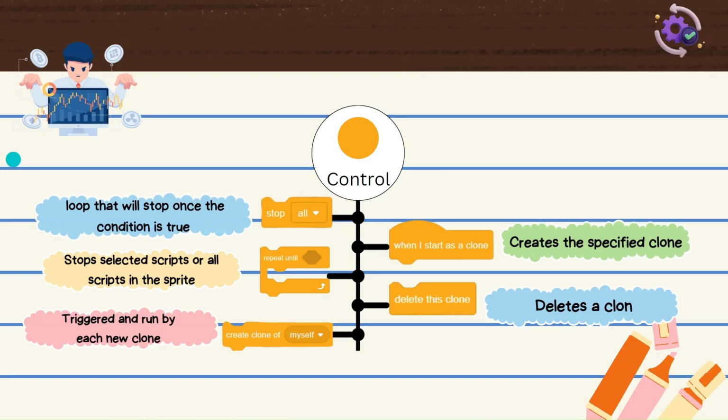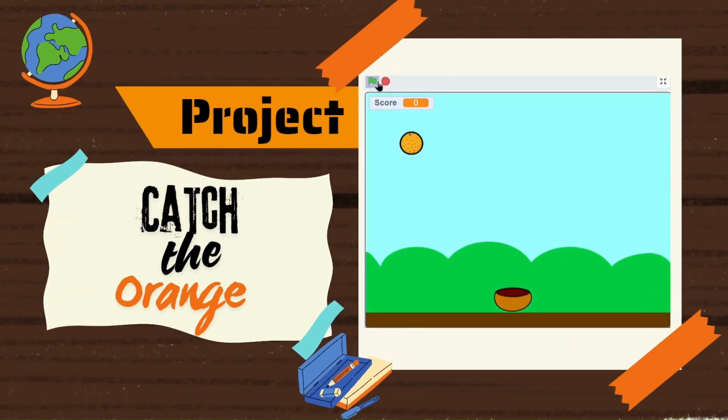Now we are almost done with these blocks. We can create a project like catch the orange. In this, basically our control blocks will be used, but there will be some sensing and operator blocks as well. So once I cover those operators and sensing blocks, we'll create this project. Till then you can set your backdrops, choose your sprites and add some features. Later on, when we create this project, we'll complete it from start to end.